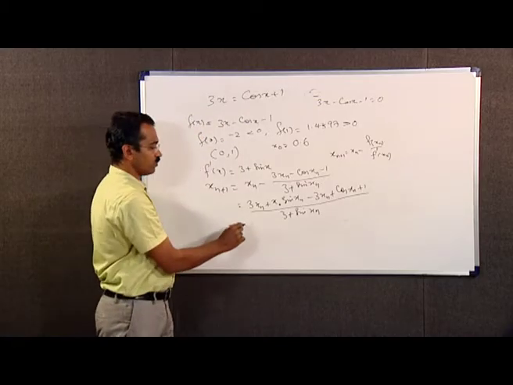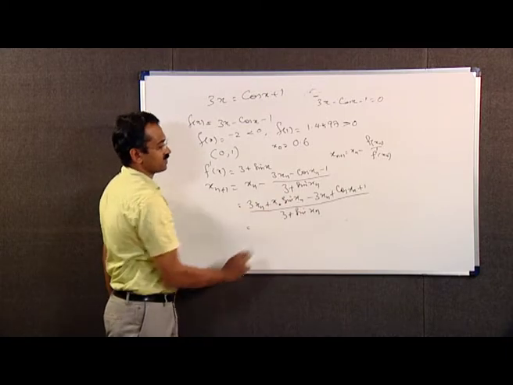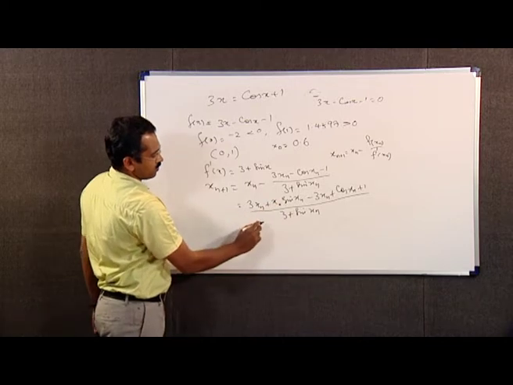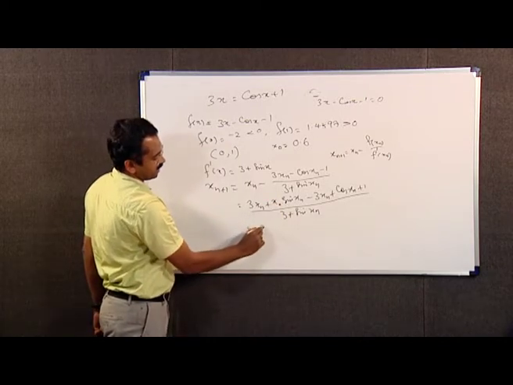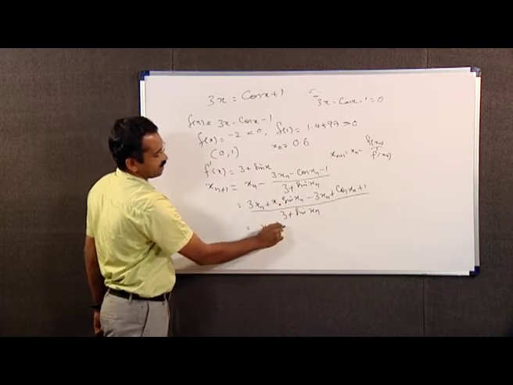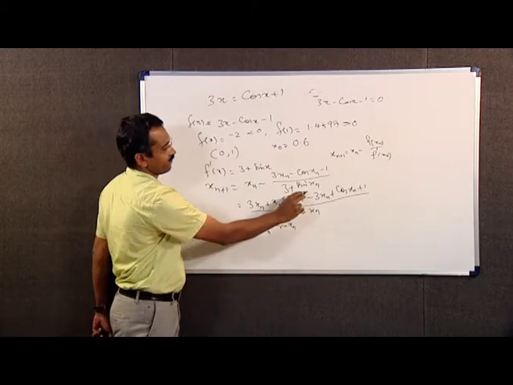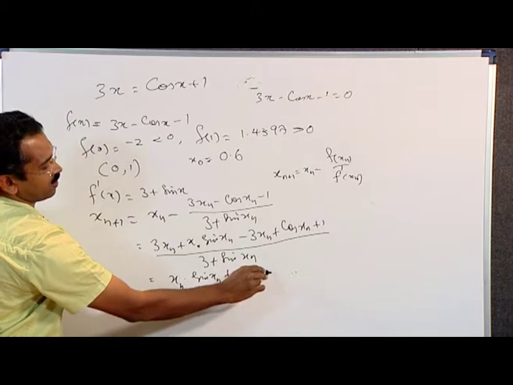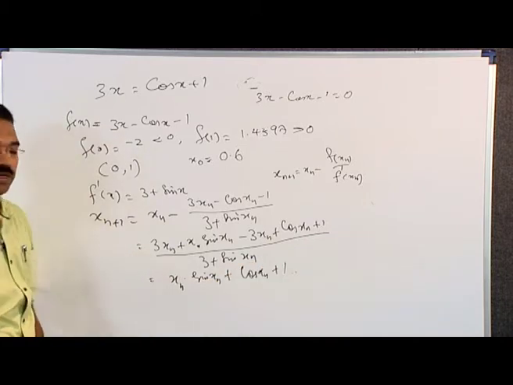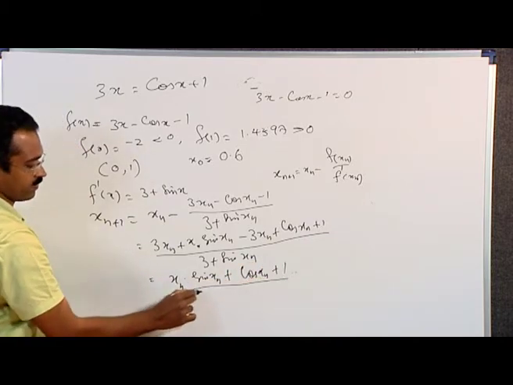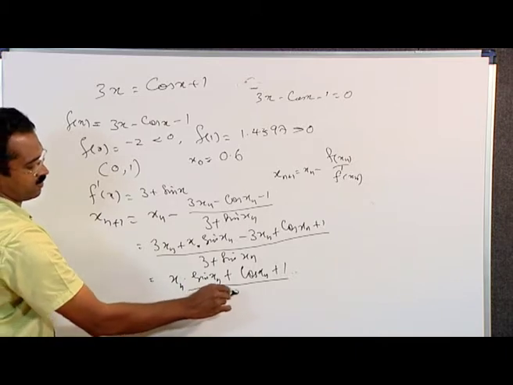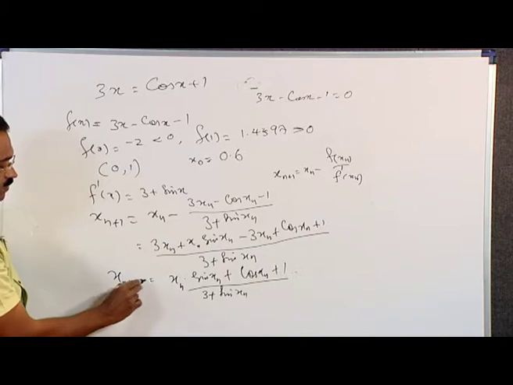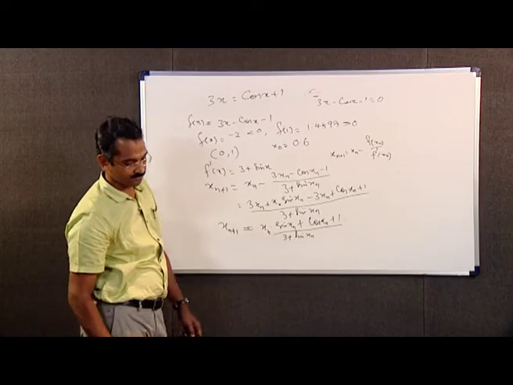That is equal to 3 x n minus 3 x n, which is 0. The remaining part is x n into sin x n plus cos x n plus 1, all divided by 3 plus sin x n, which is the iterative formula in this problem.